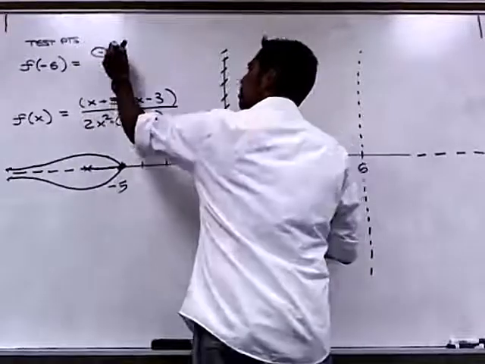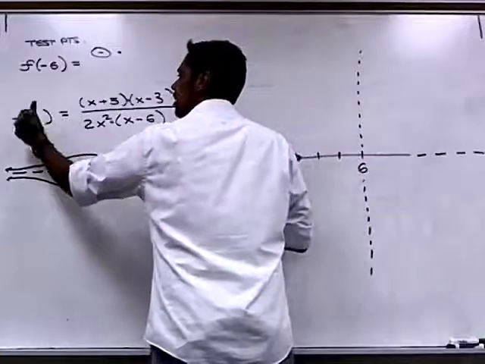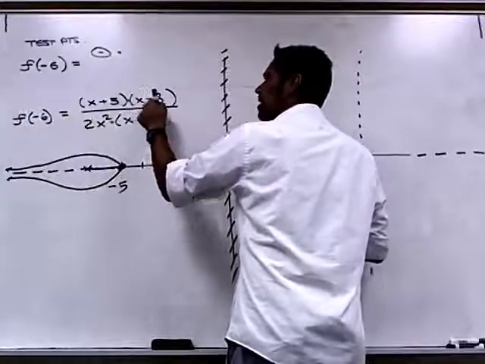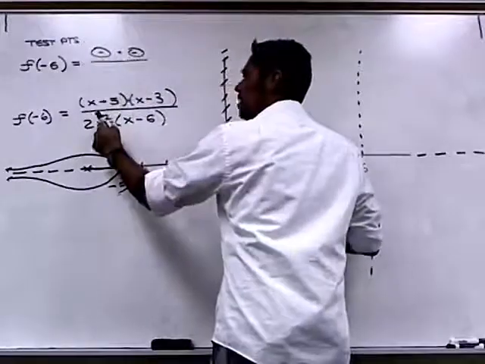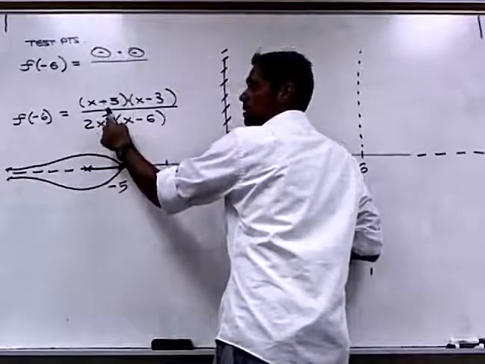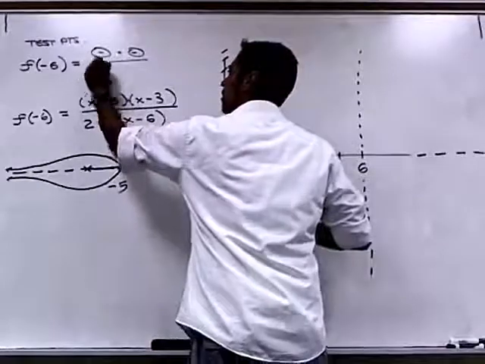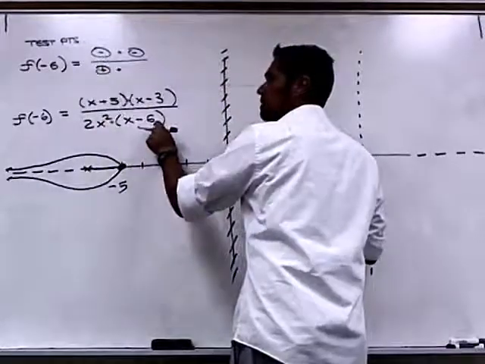Then I'm going to say multiplied by, what's negative 6 minus 5? Sorry, I should change that to negative 6. What's negative 6 minus 3? Negative 9. It's negative there, right? Okay, over, what's negative 6 squared times 2? It's positive, right? It's a positive number. Okay, and then times bottom right corner, negative 6 minus 6, negative 12.